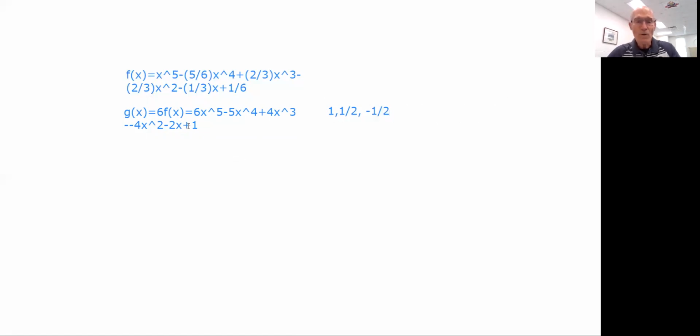Now, you know 1 works because if you add your coefficients, you get 6, minus 5 is 1, plus 4 is 5, minus 4 is 1, and then plus 1 is 2, and minus 2 is 0.